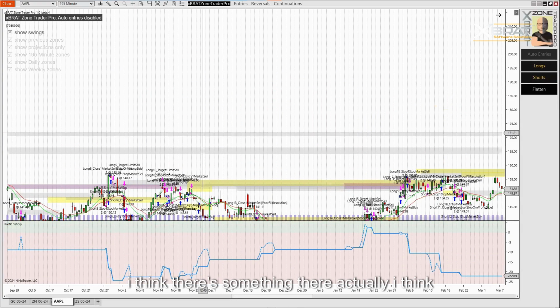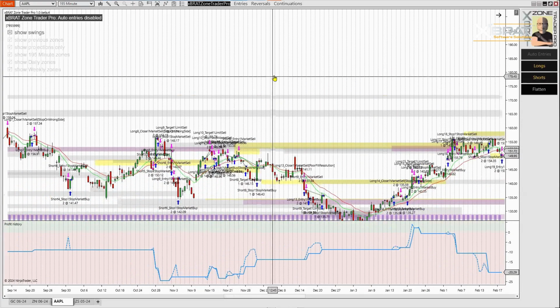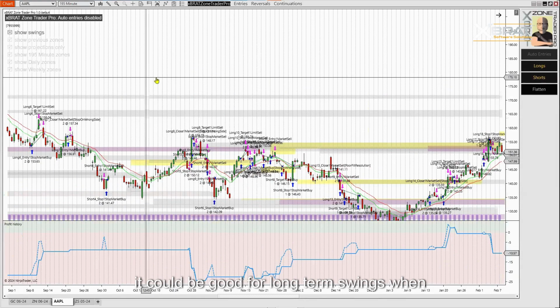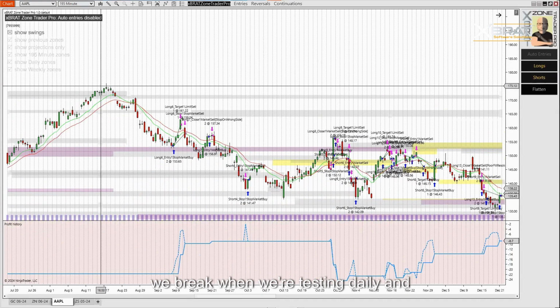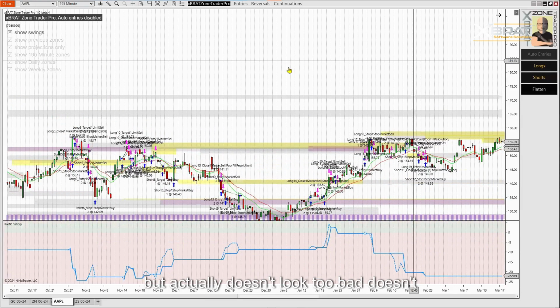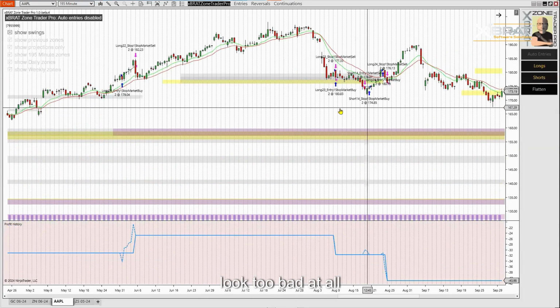I think there's something there, actually. I think it could be good for long-term swings when we break or when we're testing daily and weekly zones. It would probably have to have some more modules fitted for trade management for stocks rather than futures. But actually, it doesn't look too bad. Doesn't look too bad at all.